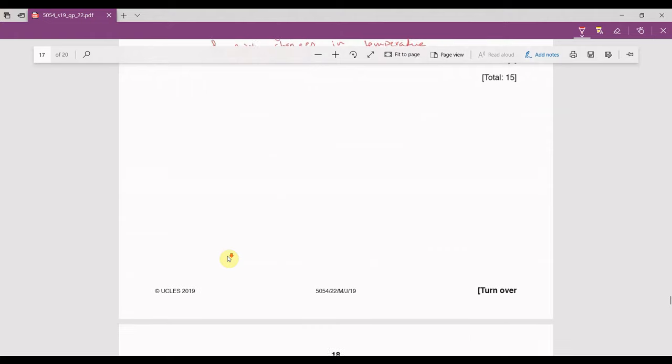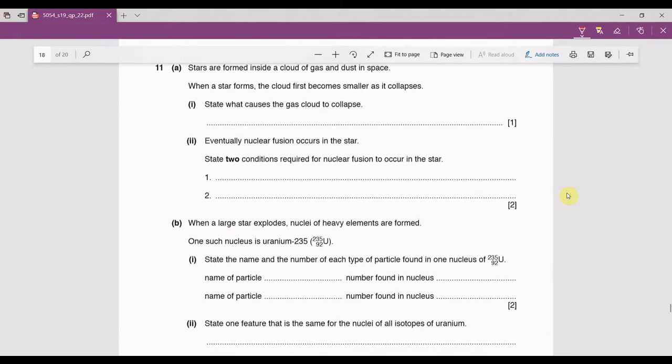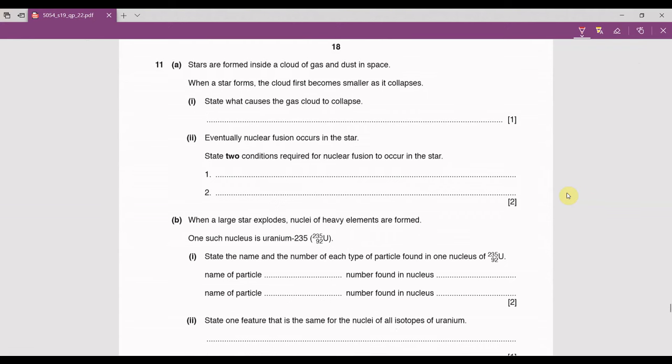So we are done with 2 questions, and this will be the last question of this paper. So let's begin. On to question number 11 now.